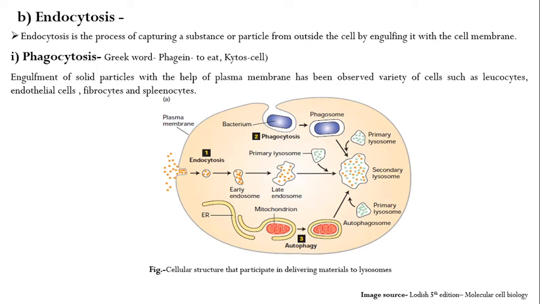Got it? So the first point is phagocytosis. In this diagram, phagocytosis is the engulfment of solid particles. These vesicles are called intracellular vesicles, or phagosomes. The phagosomes fuse with the primary lysosomes to form secondary lysosomes, in which food material is digested by acidic enzymes.